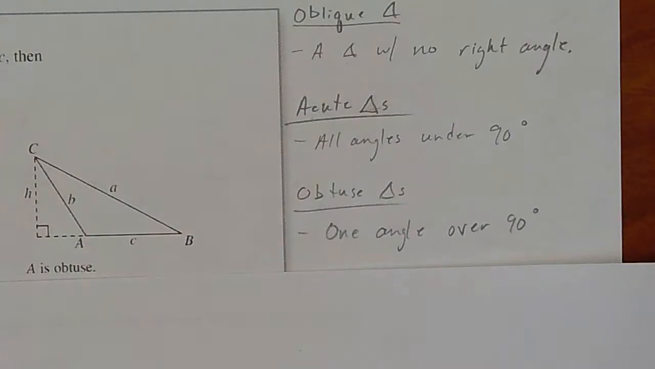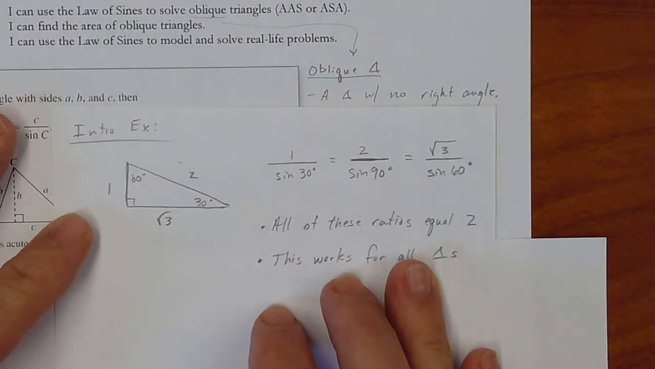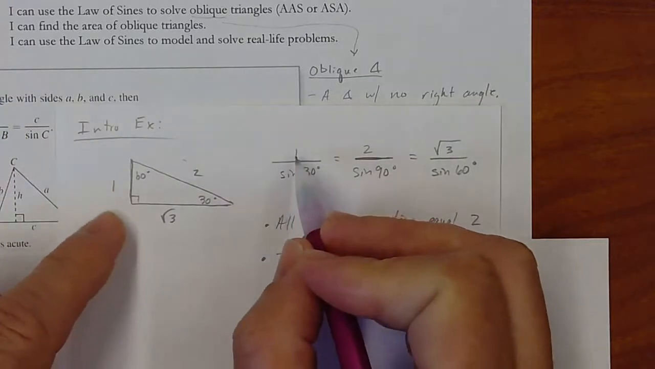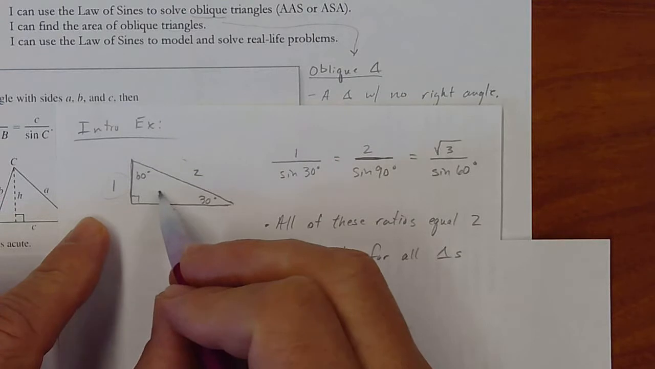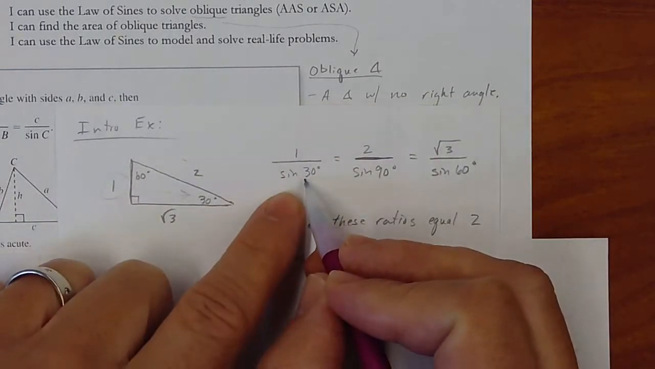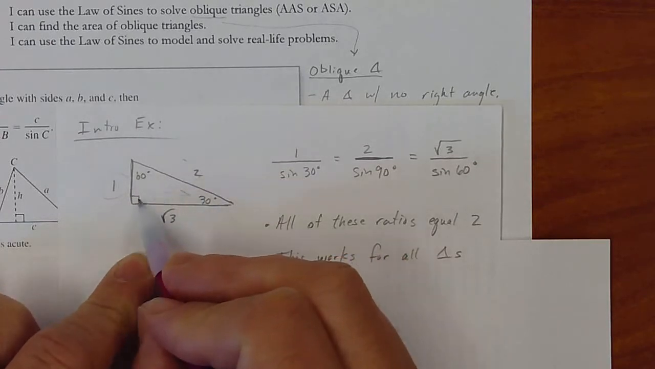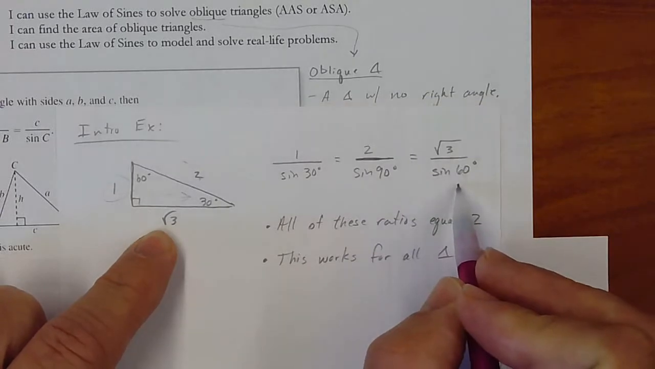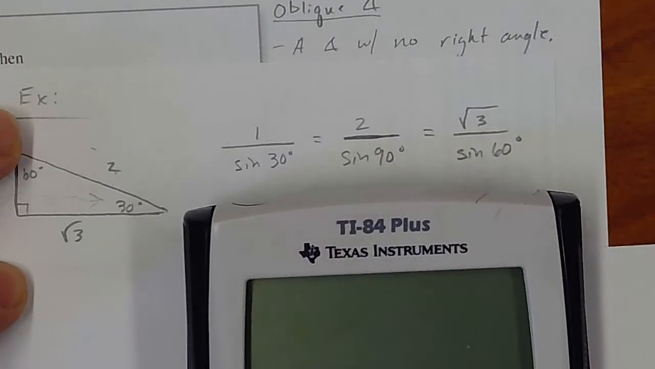Okay, let me show you how this works. Just a quick little demo. You don't have to write this down. Just watch for a quick moment. If I take our familiar 30, 60, 90 triangle and take any of these three sides, for example, I start with 1, and divide it by the sine of the angle opposite of that, and do that again for 2, divided by the sine of the angle opposite that, which is 90, and again, square root of 3 divided by sine of 60. It just so happens that these are all equal to each other.